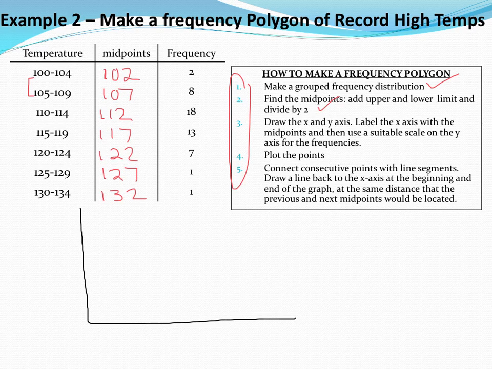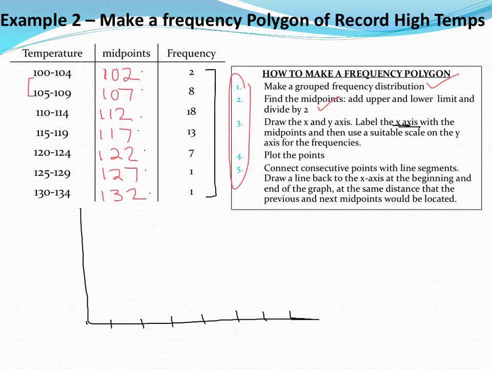So right now for the x-axis is what I'm focusing on. I have 1, 2, 3, 4, 5, 6, 7 midpoints. Remember, set it a little bit away. And I'm going to add a little bit of distance right here so it could be nice and pretty at the ends. And then I'm going to use a suitable scale for the y-axis.